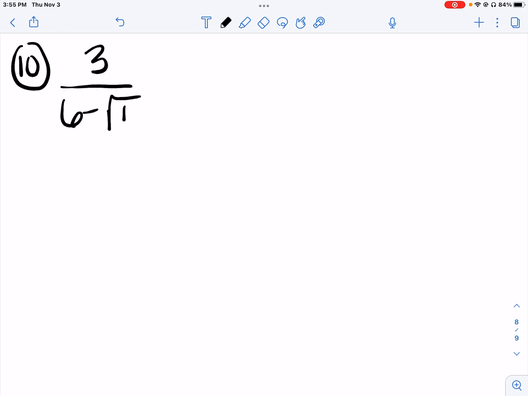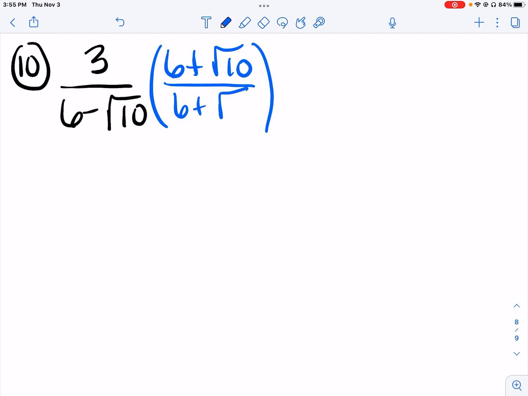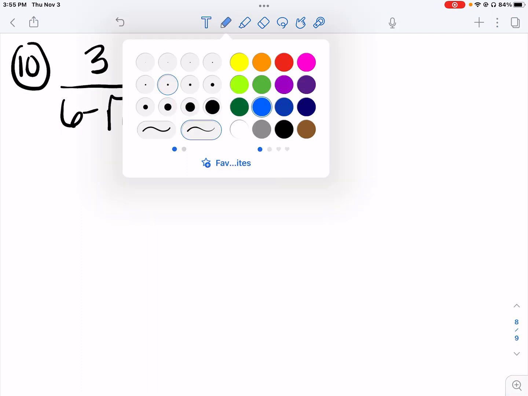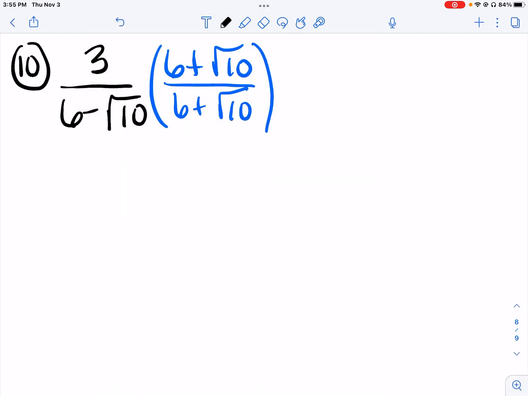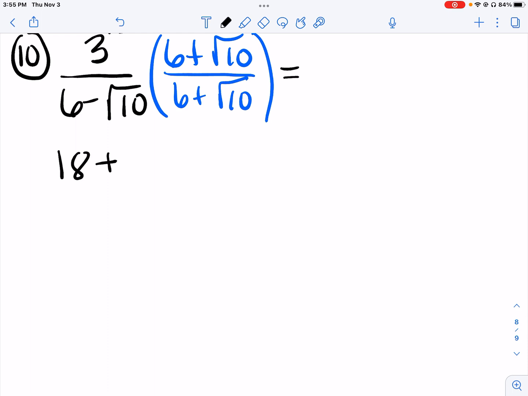Rationalize the denominator means make it not have a square root. So the trick is to multiply by the opposite of the bottom. So that would be 6 plus. Okay, you do the same thing to top and bottom. So we distribute the 3. 3 times 6. 3 times square root of 10.